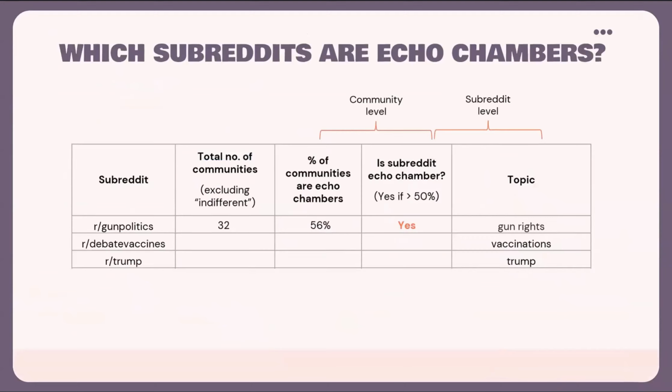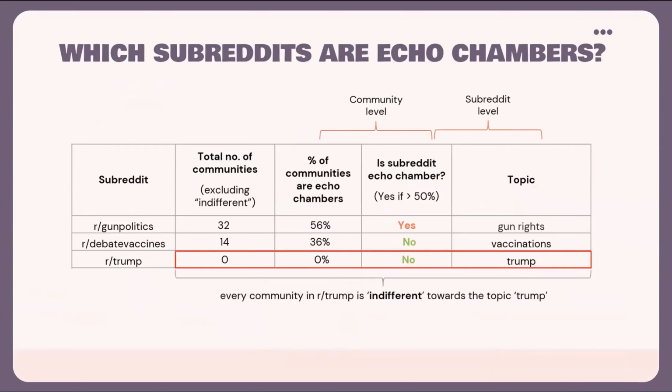Firstly, for the subreddit gun politics, 56% of the communities are echo chambers. Thus, it is an echo chamber when the topic is gun rights. For debate vaccines and Trump, they are not an echo chamber for the stated topics. You can see for r/Trump, every community has a majority stance of indifferent towards the topic Trump.